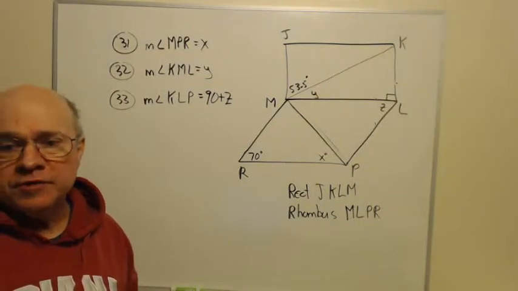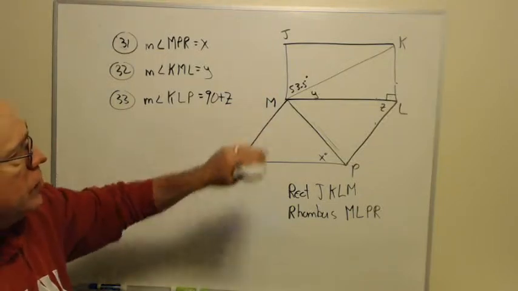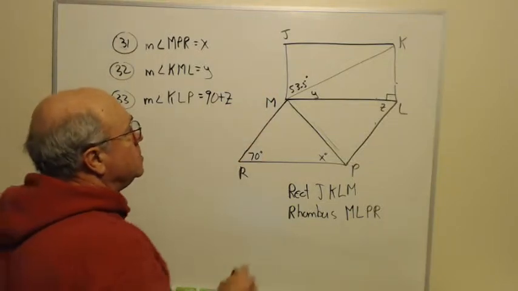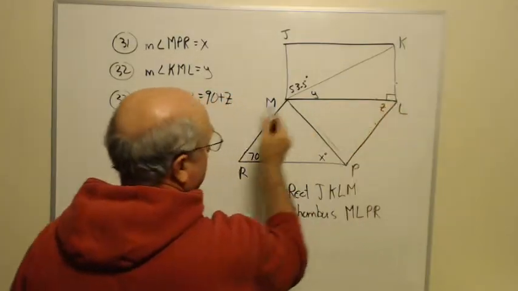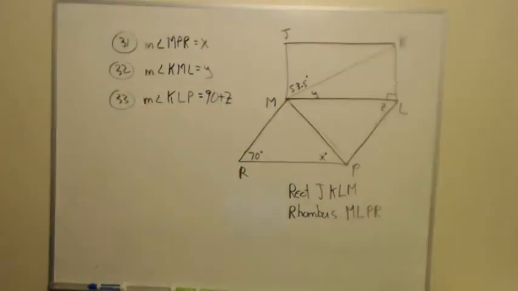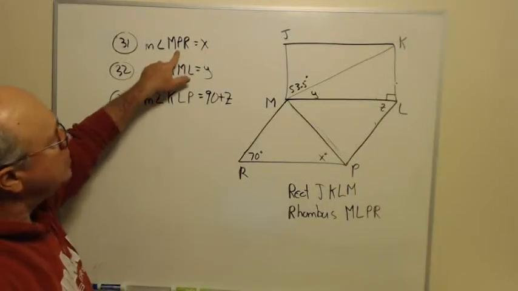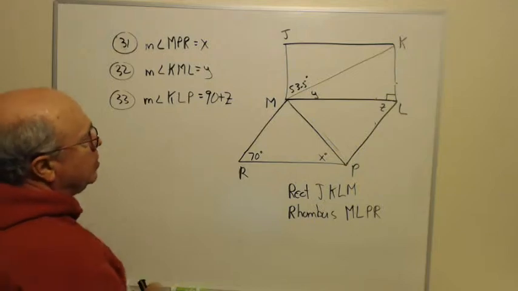Okay, got some more problems here with rhombi and rectangles. I've drawn the figure out of the book there. What you're given is that JKLM is a rectangle and that MLPR is a rhombus. They've drawn a couple diagonals in there. On problem 31, they want the measure of angle MPR.